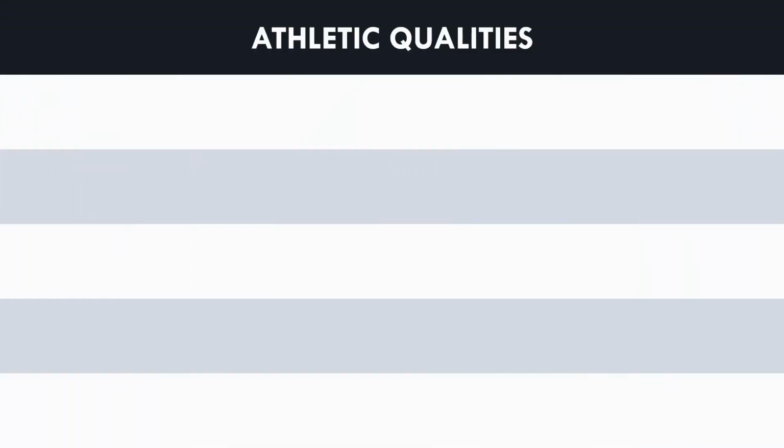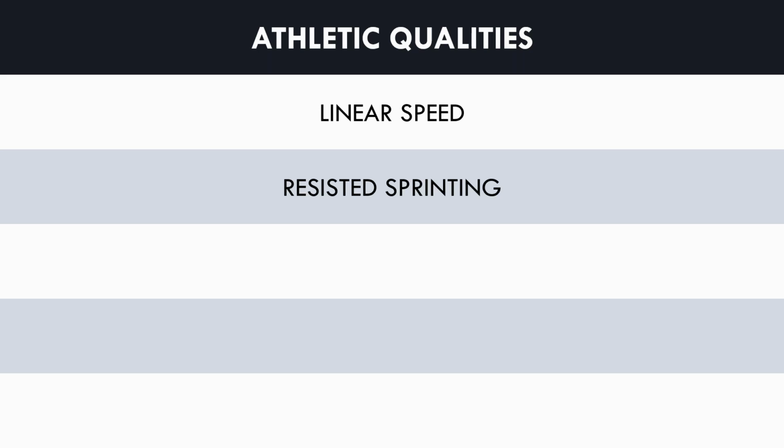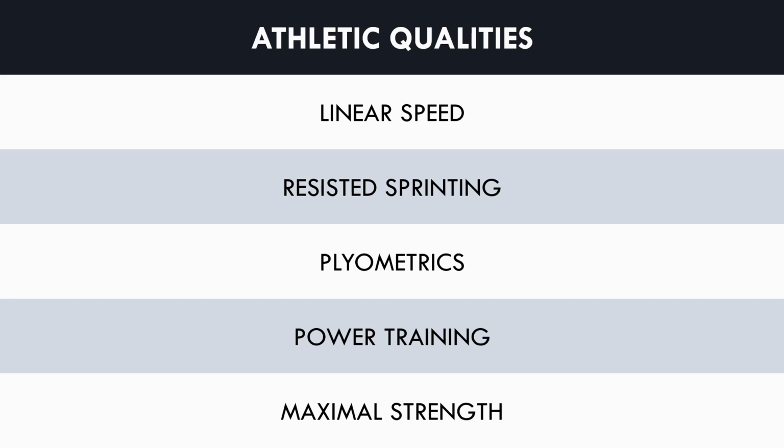These are linear speed, which refers to unloaded sprinting in a straight line; resisted sprints, which refers to any sprint training methods using some form of external resistance; plyometrics, this refers to exercises involving a high reliance on the stretch shortening cycle; power, this refers to moving external load in a ballistic manner; and maximum strength, this refers to lifting heavy loads with the goal of improving force output.